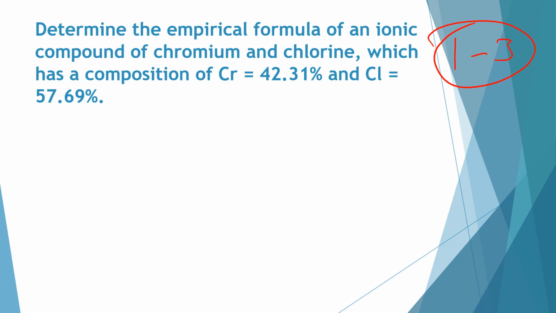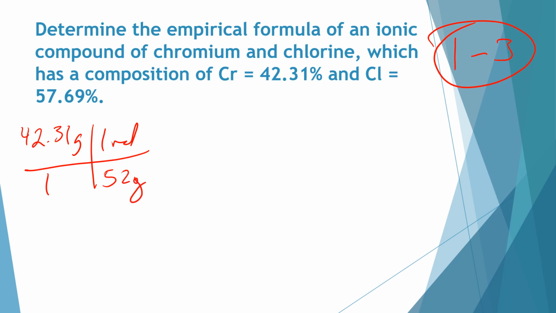So I'll take each of my elements that have the percents. I'm going to assume that those percents are grams, and just divide by the molar mass for each. So this is going to be Cr, Cl.